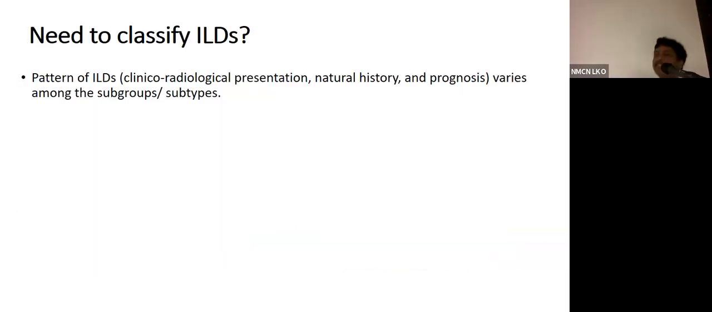So why is it very much needed to classify interstitial lung disease? Because the pattern of ILDs, with respect to clinical radiological presentation, natural history and prognosis, varies among different subgroups and subtypes.